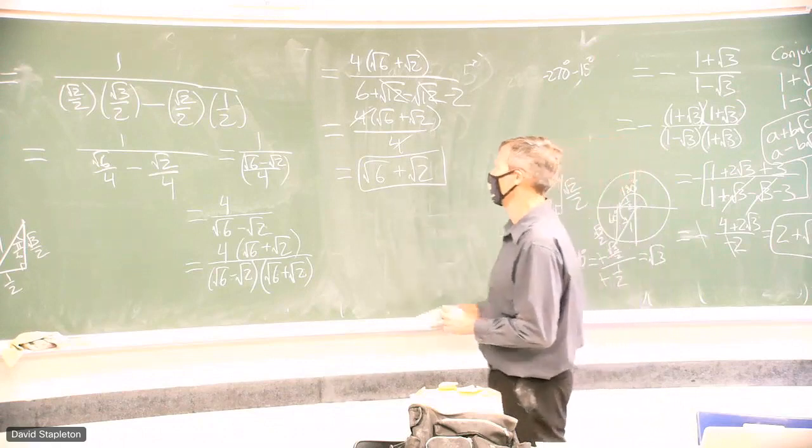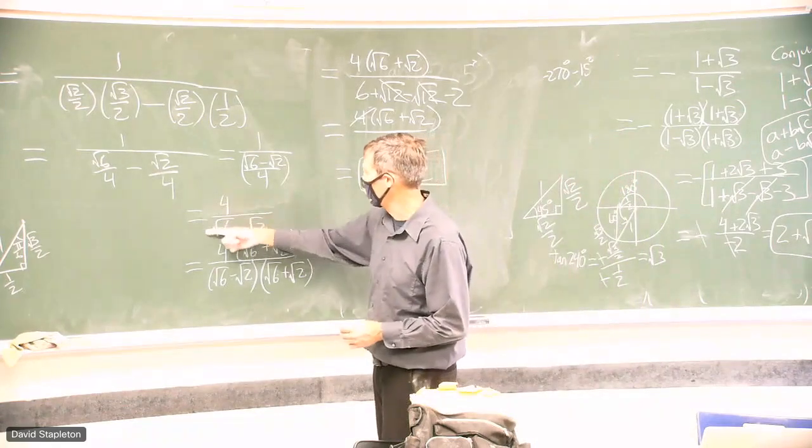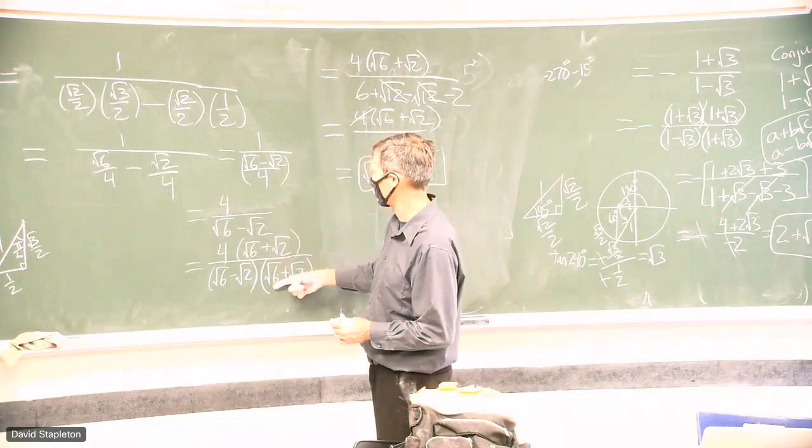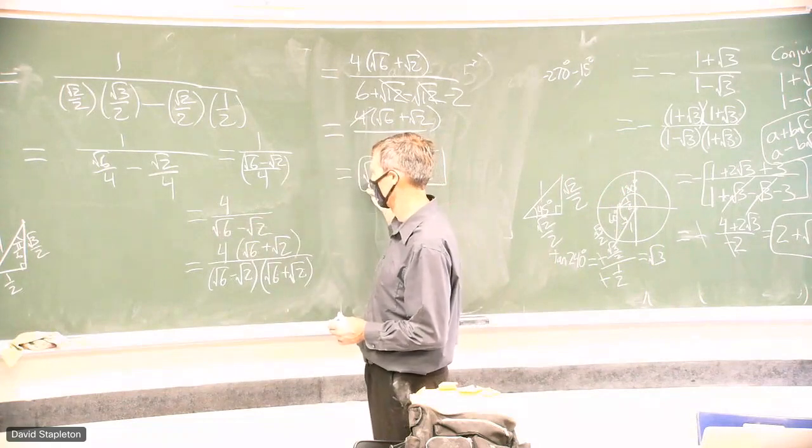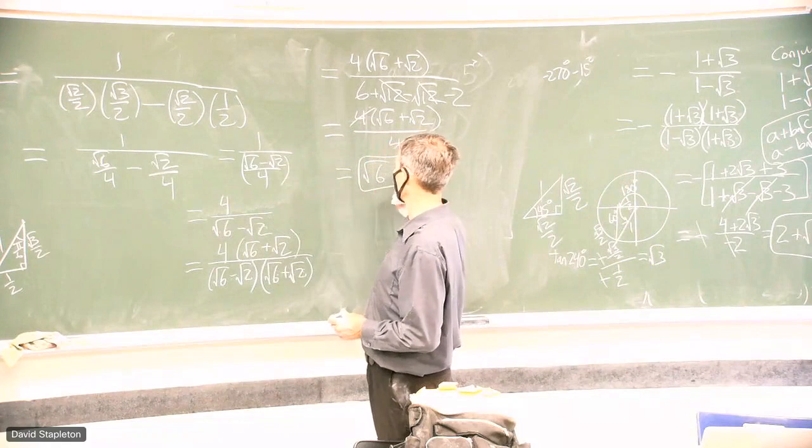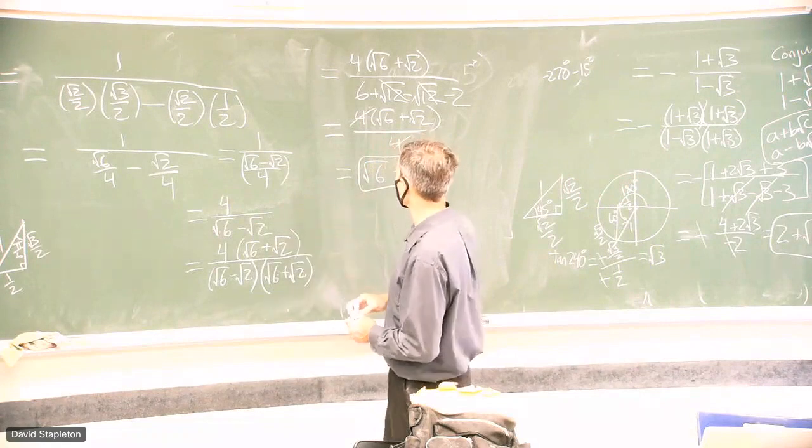So again, don't leave it like this, right? You might think you're done, but it's probably 2 points off because it's a lot of algebra. You can get rid of the quotient entirely. It's probably square root 6 plus square root 2.